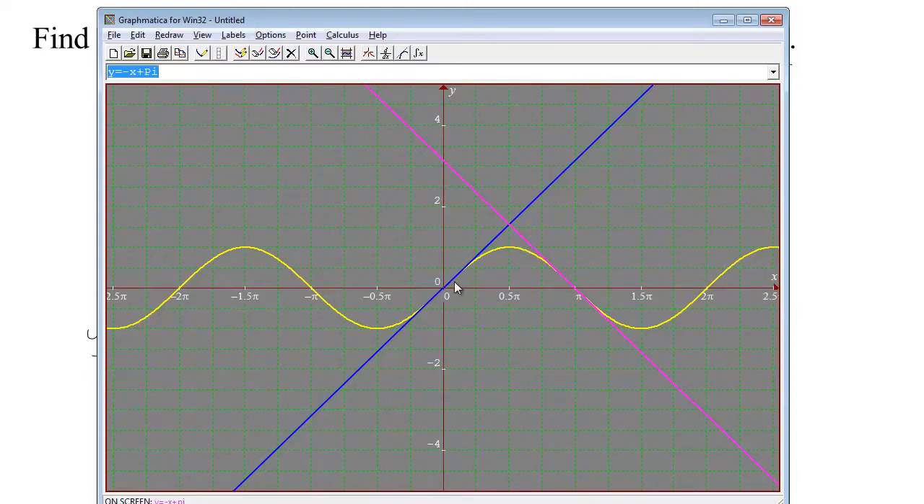Now this line isn't very good when x is near 0, but it's really good when x is near pi. So we've got a linearization that works well near the value of pi, as long as we don't go too far to the left or right of pi. The pink line is a great approximation for the yellow line.